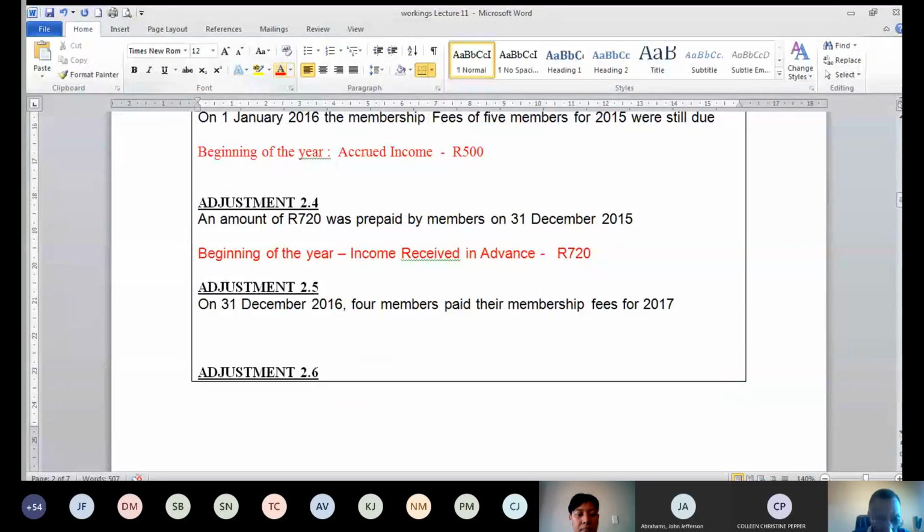Right, guys? The next adjustment that we are dealing with is adjustment 2.5. On the 31st of December 2016, 4 members already paid their membership fees for 2017. Now, the 31st of December 2016 is the end of the financial year. And at the end of the financial year, 4 members have already paid their membership fees for 2017. So that is called income received in advance, because you received the money already for the 2017 period. You have received that money during 2016. We call that income received in advance. And 4 members have paid that.